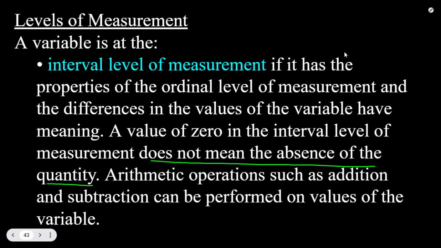So in the interval level, you've got these numbers, you've got your arithmetic that you can do, adding and subtracting. If you subtract 30 degrees from 70 degrees, you know that that's a 40-degree difference, and it gives you an idea that one is bigger than the other and how much different they are. But again, the key here is that a measurement of zero does not mean that there is none of something. So to finish this up, arithmetic operations such as addition and subtraction can be performed on these values, and they actually give you some meaningful results.